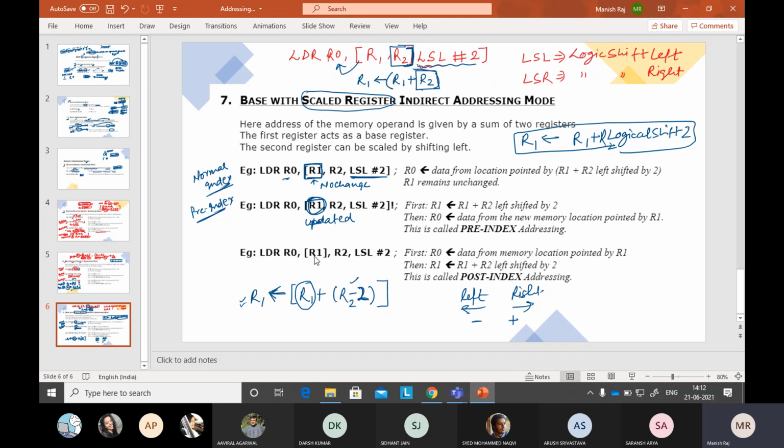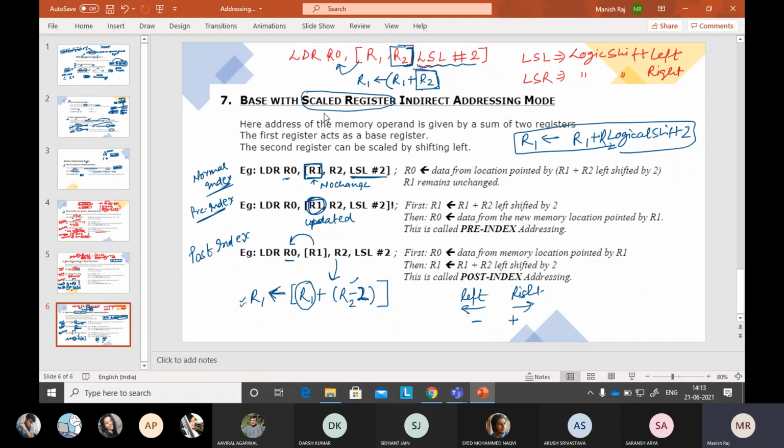In the third part you can see this part. First R0 will get the value of R0. After that R1 will get the value of this one. Okay, so this is the post indexing. So these things are the same for every type of mode. In normal mode you are not changing the R1 value. In the pre-indexing mode you are changing the R1 value. In the third mode you are first storing the R1 value in the R0, and after that you are changing the R1 value. So these are the things in these types of post, pre and normal indexing.